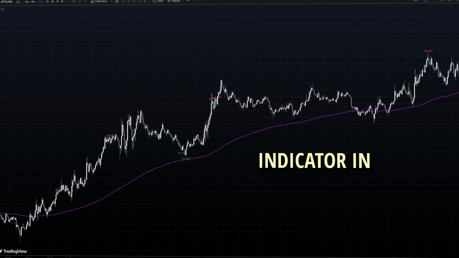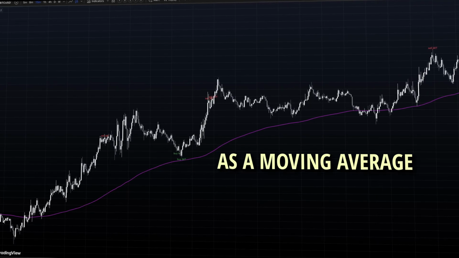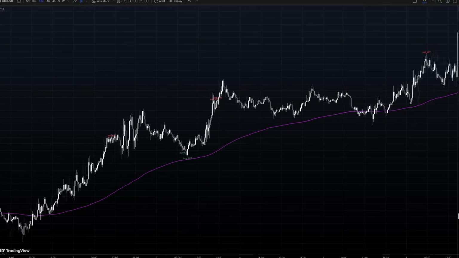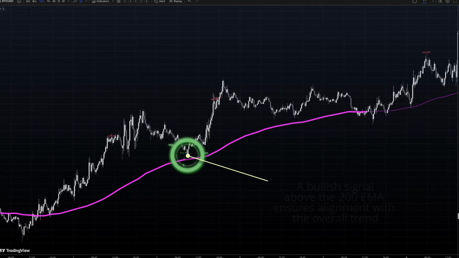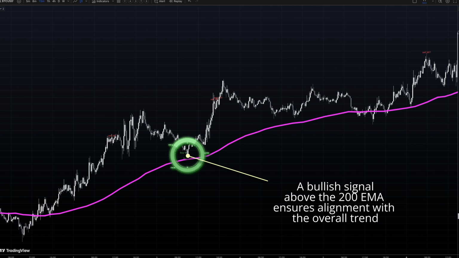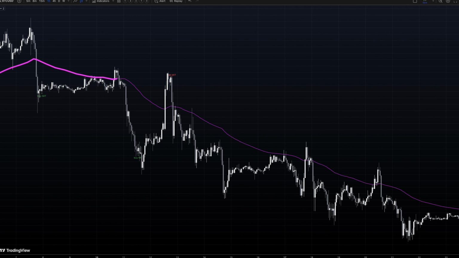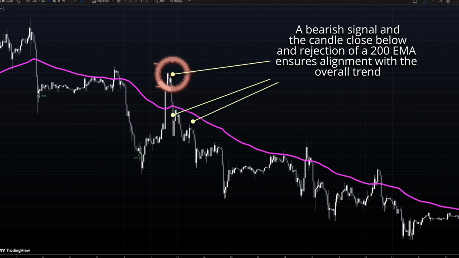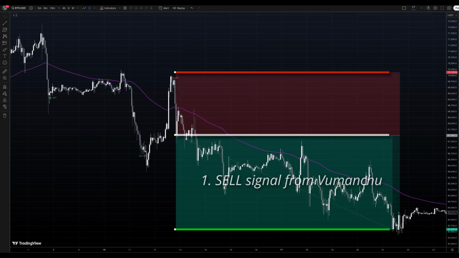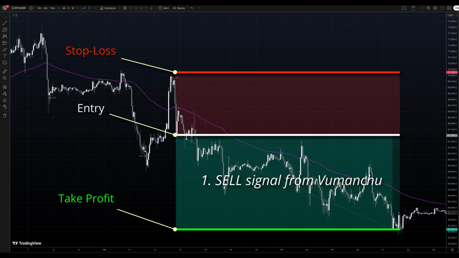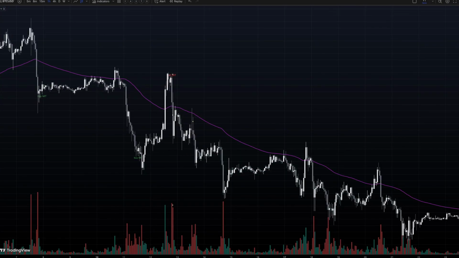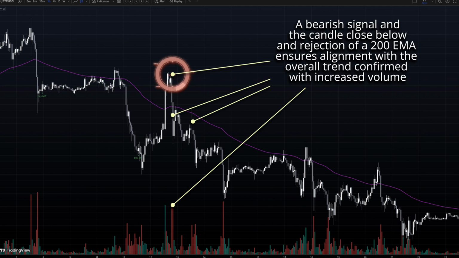You can use this indicator in combination with a trend filter, such as a moving average, to improve trade accuracy. For example, bullish signals could be taken only when the price is above a 200-period moving average, reinforcing alignment with the overall trend. Similarly, bearish signals could be validated when the price is below the moving average. Stop-loss orders could be placed just beyond the high or low of the engulfing candle, while setting profit targets at a 1.5 or 2 times risk-reward ratio. Additionally, you can enhance your entries by waiting for confirmation through volume spikes or secondary momentum indicators.